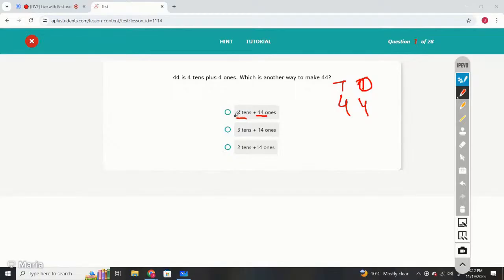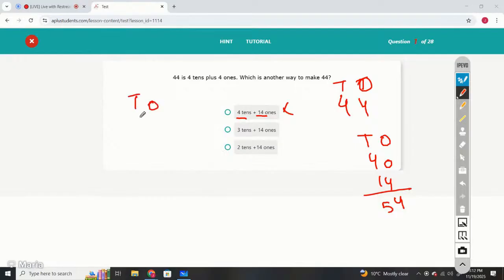So 4 tens means you have 0 in the ones position, and 14 ones means that is 4 plus 1, 5. That is not 44, right? The first option is not the correct option. Look at the second one.